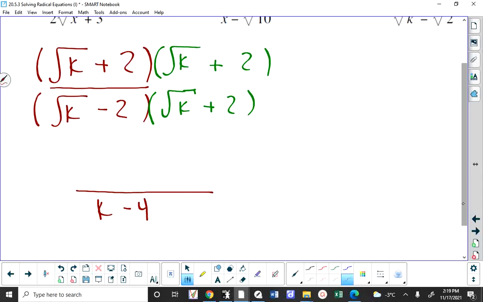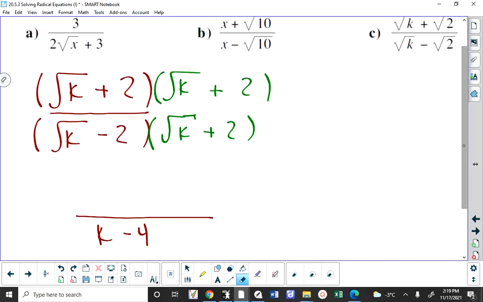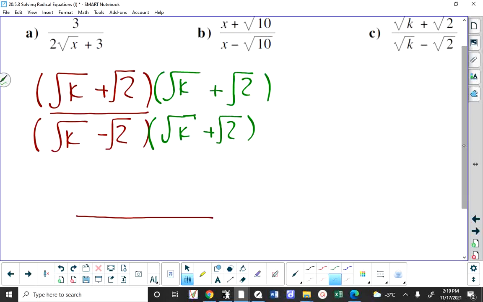Did I write something down wrong? Is it root 2 as well? Yeah. Oh, it is. Okay. Thank you. So these are all roots as well. So on the bottom, I'm not going to get k minus 4. I'm going to get k minus 2, because root k times root k is k. And minus root 2 times positive root 2 is minus 2.